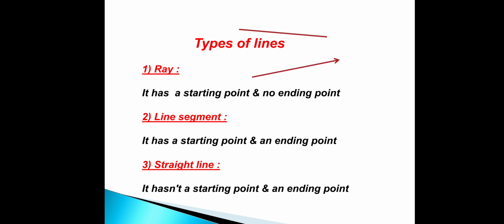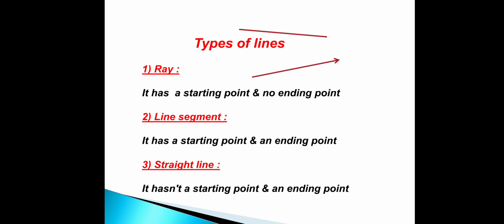Again, a summary. Types of line: ray. A ray has a start point and no ending point. A line segment has a starting point and an ending point. A straight line has no starting point and no ending point. Relation between two straight lines. The two straight lines form four right angles at their point of intersection. Then the two straight lines are called perpendicular.